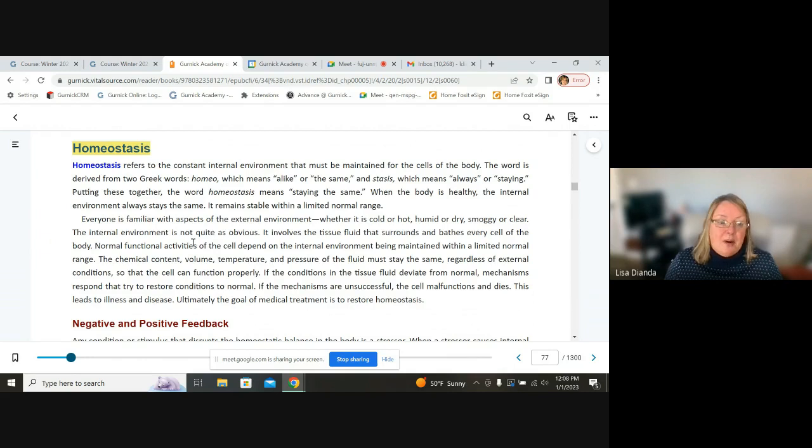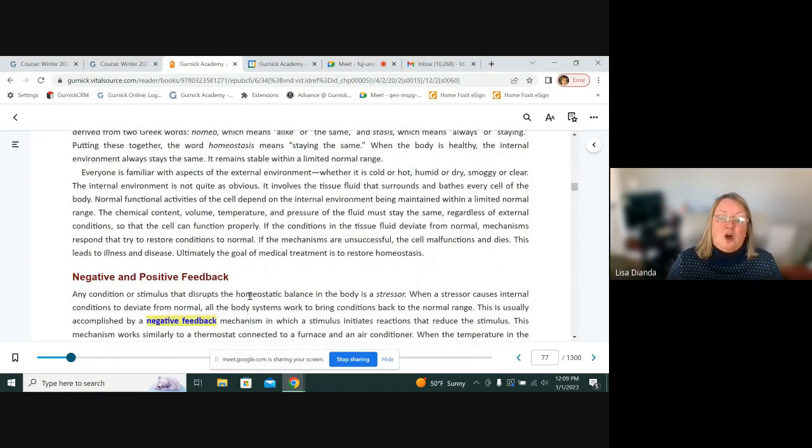It goes on to talk about how the chemical content, volume, temperature, and pressure of fluid must stay the same, right? If you get heat stroke, your body has been scrambling to keep you from dying once your body fluids have gone out of regulation. The mechanisms, if unsuccessful, then cells would die. There's illness, there's disease. So the ultimate goal of medical treatment is to restore homeostasis.